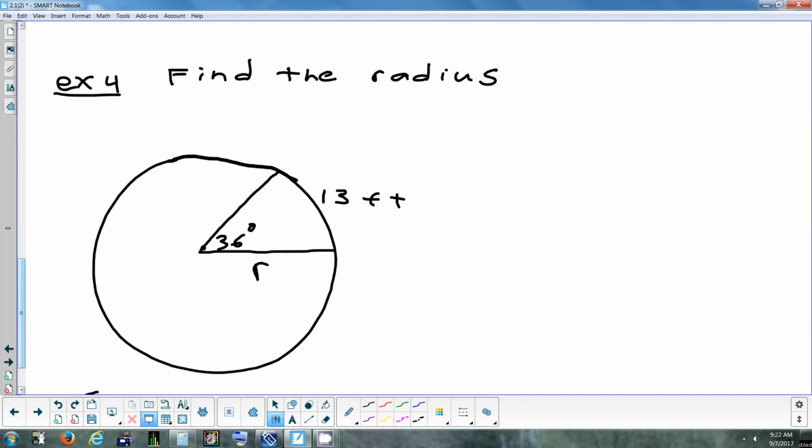All right, so they're not wording anything here, so I just have to look at what they've given me. The 36, that's the angle because it has a degree symbol. So I know that must measure an angle. And the 13, that's the arc.